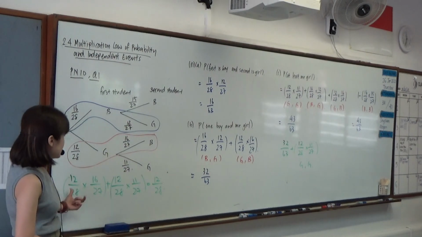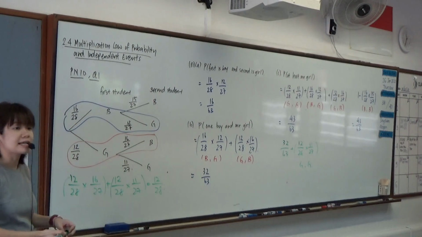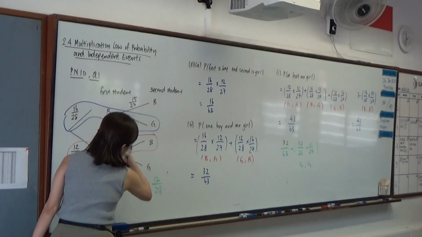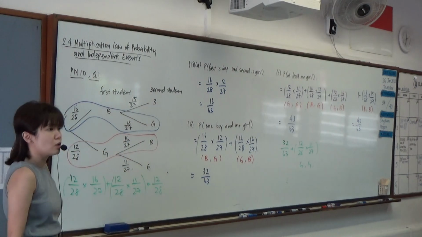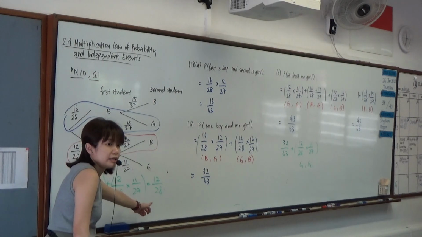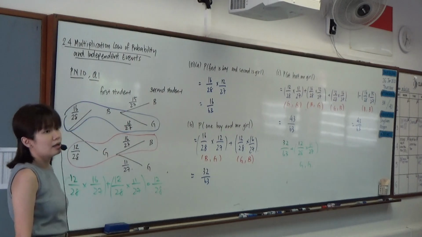And the reason is because I can factorize out 12 over 28. 16 over 27 plus 11 over 27 gives us the value of 1, because amongst this group over here, the probability should always add up to 1. Okay? So if you don't actually get 12 over 28, you need to realize that there is probably an error in terms of your tree diagram.